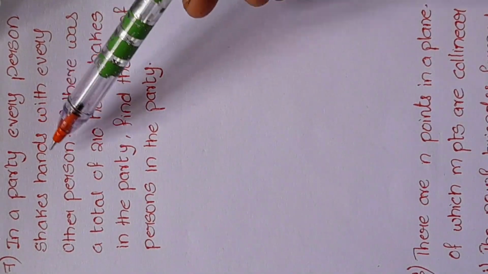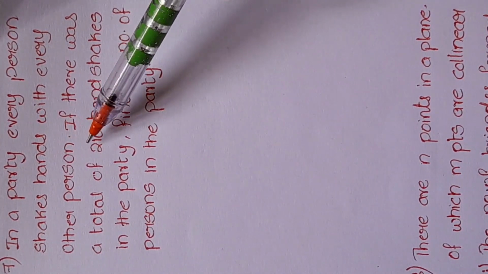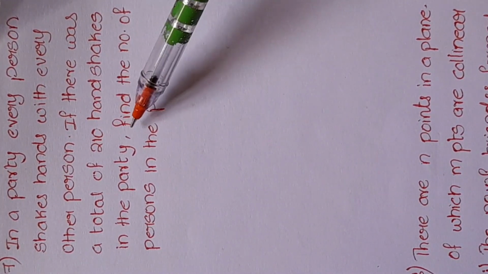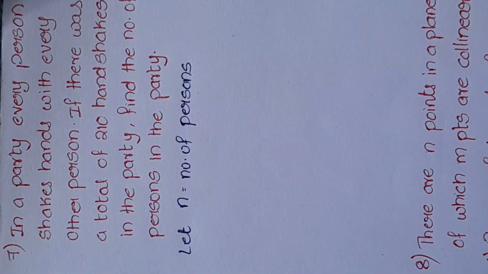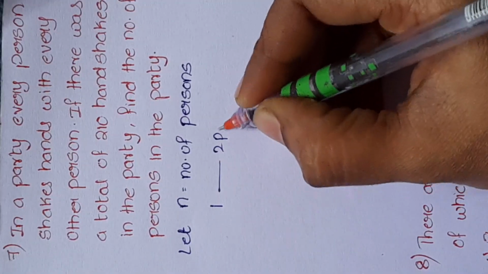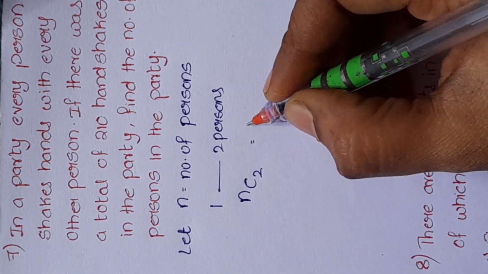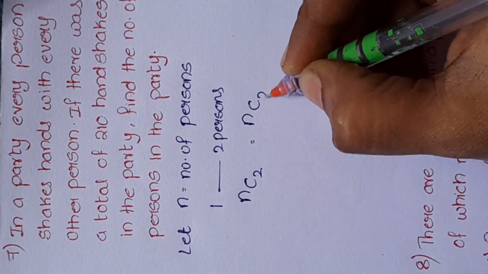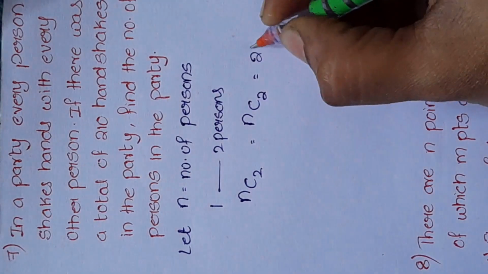Seventh question: in a party, every person shakes hands with every other person. If there was a total of 210 handshakes in the party, find the number of persons in the party. Let n be the number of persons. To make one handshake, we need 2 persons. We should select in nC2 ways. Here n is the number of persons. nC2 is equal to the number of handshakes, 210.